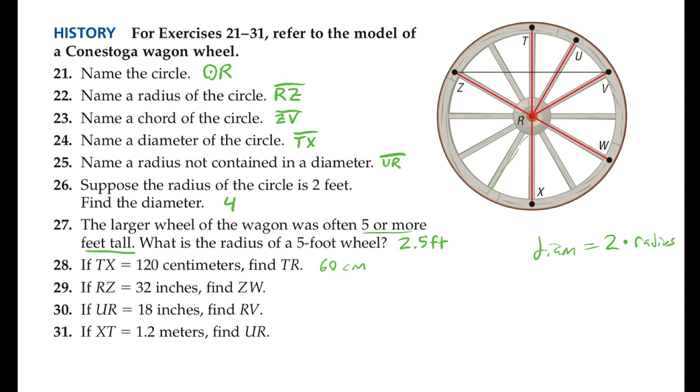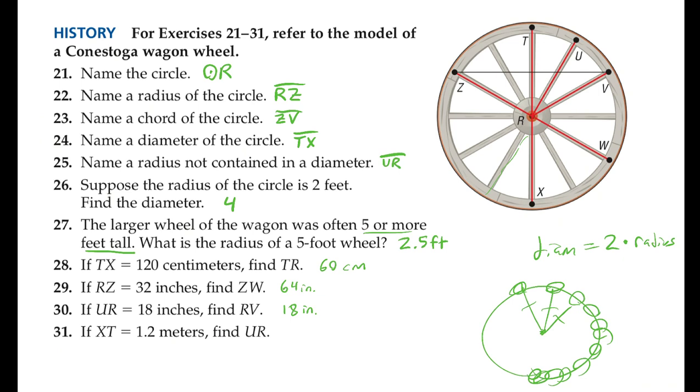If RZ, so that's a radius, is 32, find ZW, the diameter. So we double it, 64 inches. If UR is 18, that's a radius. Find RV, another radius, so it's the same 18 inches because all the radiuses are congruent. It's the whole definition of a circle, right? It's just the same distance in every direction, and the collection of all those points equally distant from the center is the very definition of a circle.